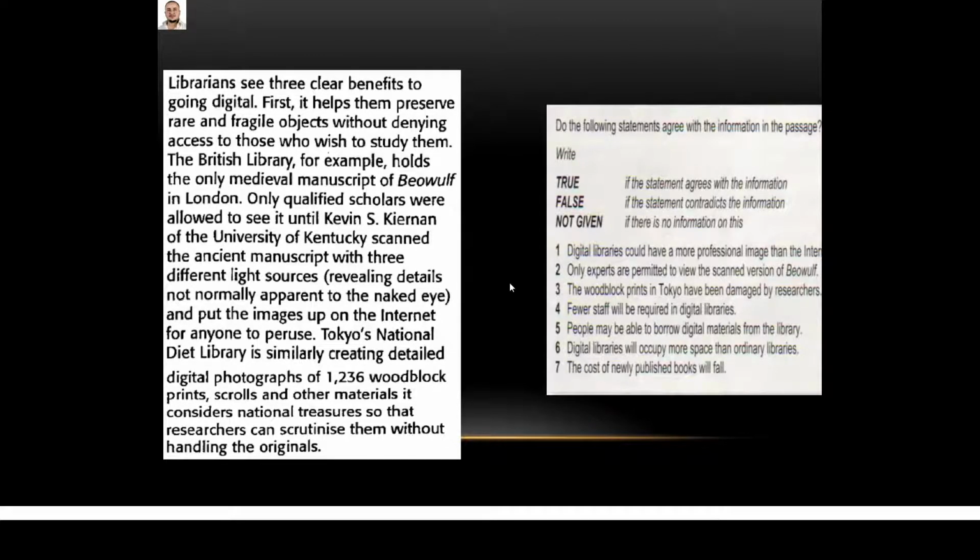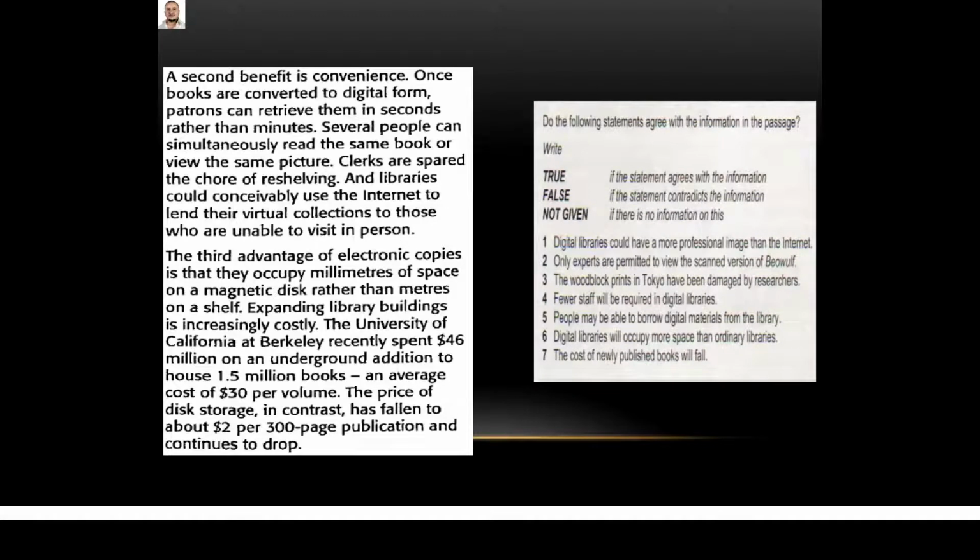Number 4. Let's move on to see number 4. Fewer staff will be required in digital libraries. Number 5 says people may be able to borrow digital materials from the library. Let's see 4 and 5 together. A second benefit is convenience. Once books are converted to digital form, patrons can retrieve them in seconds rather than minutes. Several people can simultaneously read the same book or view the same picture. Clerks are spared the chore of reshelving.